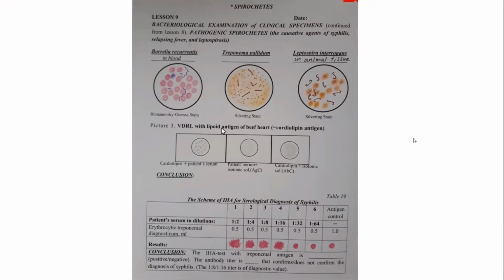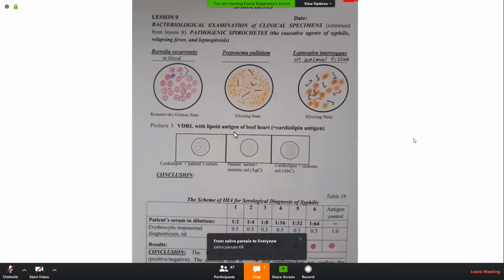Treponema pallidum, silver impregnation staining, Morozov staining. You can see a corkscrew bacterium with 8 to 14 coils at a small distance between them, unlike in Borrelia. And Leptospira interrogans in animal tissue. You can see it is also silver impregnation staining, because I hope you know that spirochetes are poorly stained with aniline dyes, except for Borrelia, when we can employ Romanovsky-Giemsa stain, azure eosin methylene blue.